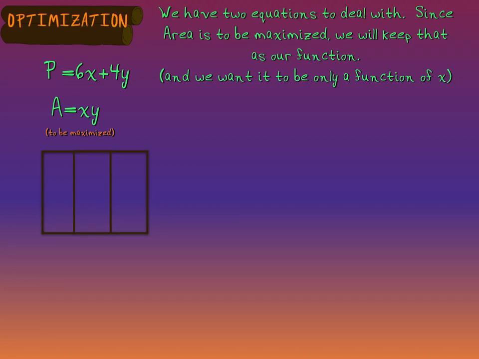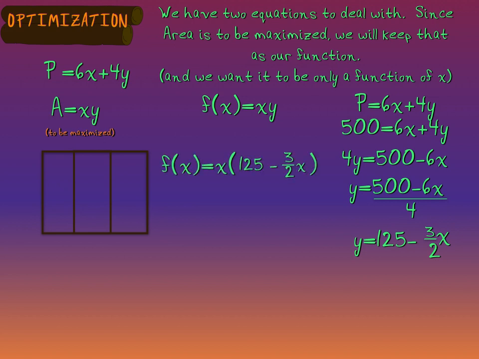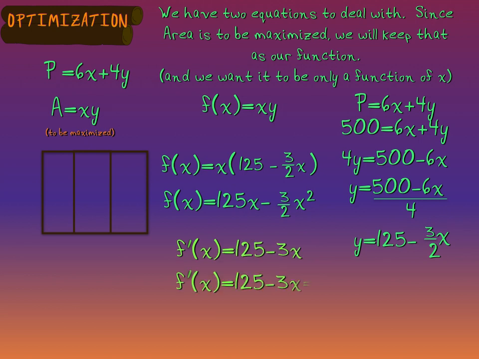Okay, so our function is going to be x times y, and the perimeter we know is 500, which is equal to 6x plus 4y. So if we solve for y, we end up with 125 minus 3/2 x, and that's what we're going to replace inside of the function. So if we distribute it, we're going to have 125x minus 3/2 x squared. And remember what we have to do now. Find the derivative and set it equal to 0.